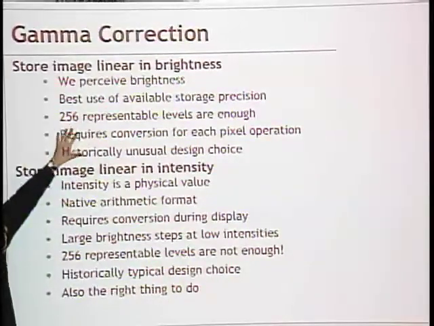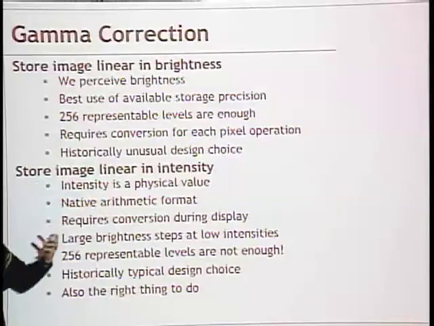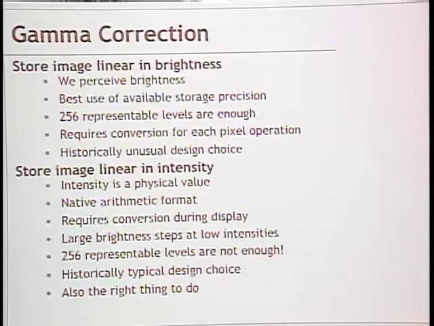So nobody ends up doing this. Instead, we store linear intensity. Basically, your frame buffer is capturing how many photons are there. That's how actual intensity works. So it means that you do conversion during display. This is your gamma correction sort of thing.